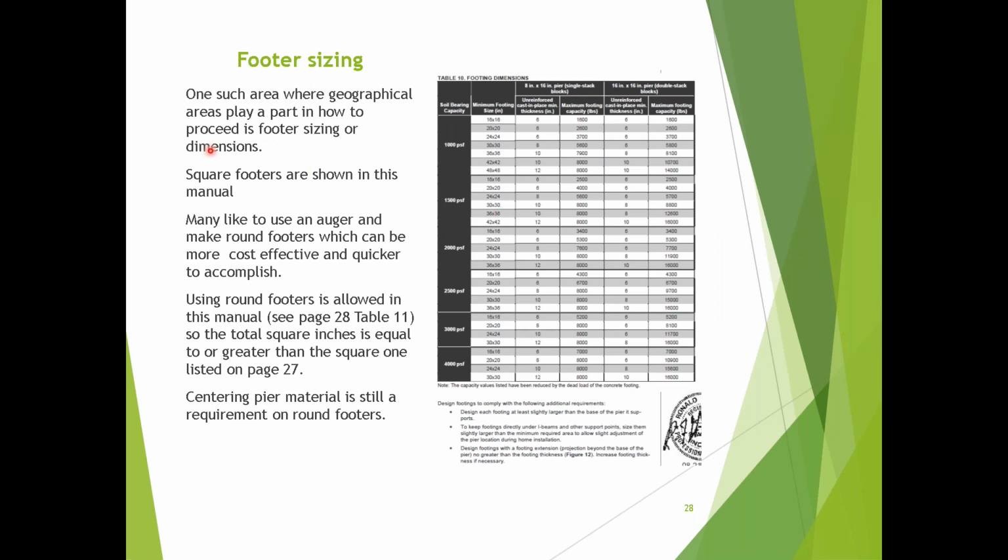Footer size. Sometimes the question comes up. Everybody's manual seems to show square footers. You see the 16 by 16, 20 by 20, 24 by 24. And they say, well, nowadays it's more cost effective to use an auger and punch holes in the ground and use round footers. Adventure's manual also allows you to use round footers. You just have to make sure you have the same total square inches, which is either equal to or greater than the square one.